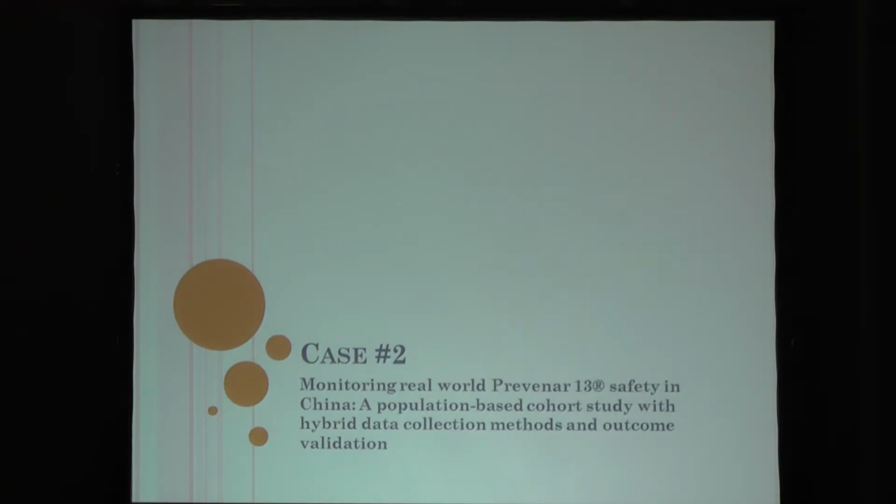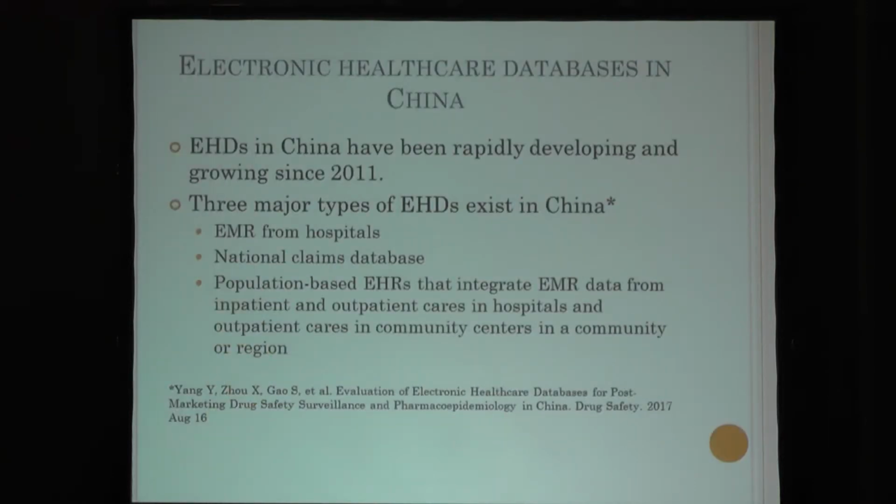The next case study is called Monitoring Real-World Prevnar 13 Safety in China. It is a population-based cohort study using hybrid data collection methods and outcome validation. Electronic health databases in China have been rapidly growing since 2011. There are three major types of EHDs in China: EHRs from inpatient and outpatient care in hospitals, national claims databases, and population-based community EHRs.